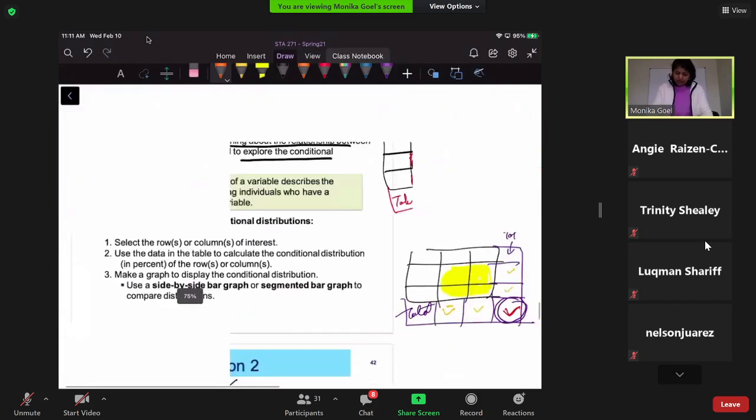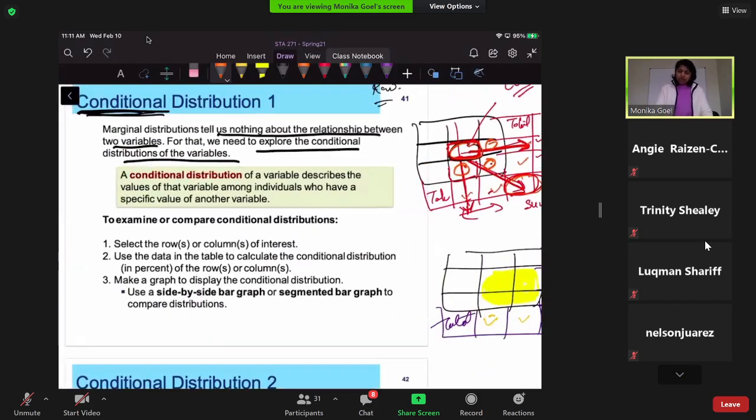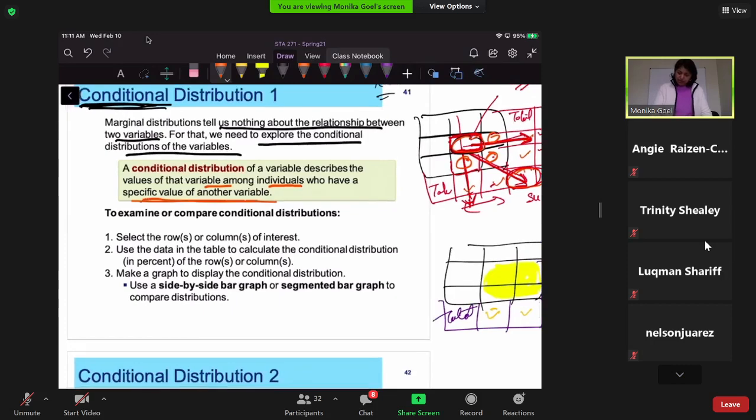So let's read what is given to us. A conditional distribution of a variable describes the value of the variable among individuals who have a specific value of the other variable. So if my x is this, what is my y? So if my first category is this, and this is my explanatory variable, what is the related response variable? Think that way. So you are looking for the specific value for another variable.